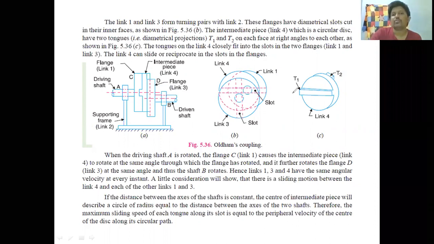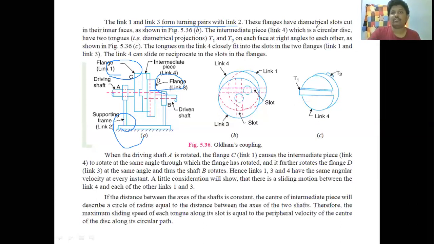Link 1 and link 3 form a turning pair with link 2. This is our link 1, the flange link 1, which forms a turning pair with link 2. In the same way, link 3, this is our other flange link. That means the coupling here is a flange coupling. This is a shaft, this is a shaft, and in between you have a flange coupling. For the driving shaft you have a flange, and for the driven shaft you have a flange. Flange link 1 has a turning pair with the fixed link, and flange link 3 also has a turning pair with link 2.